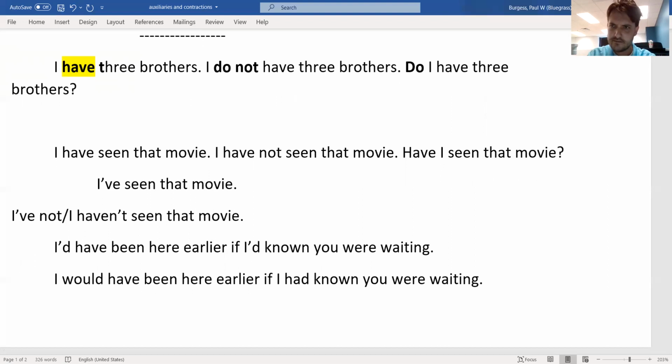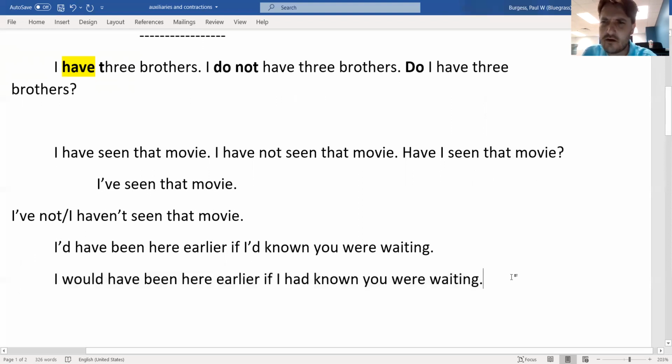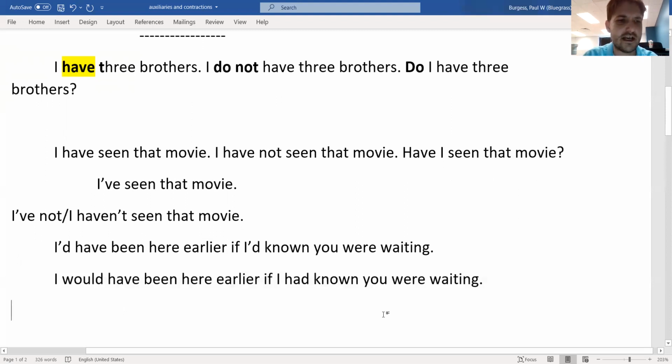Languages have a certain rhythm and a certain amount of force put on different words in a sentence. And that's one of the differences between spoken English and something you would hear on Google Translate. So even if I'm reading this off a piece of paper, I'm still not normally going to say, I would have been here earlier if I had known you were waiting. It's going to sound very much like what I wrote up here. I'd have been here earlier if I'd known you were waiting.